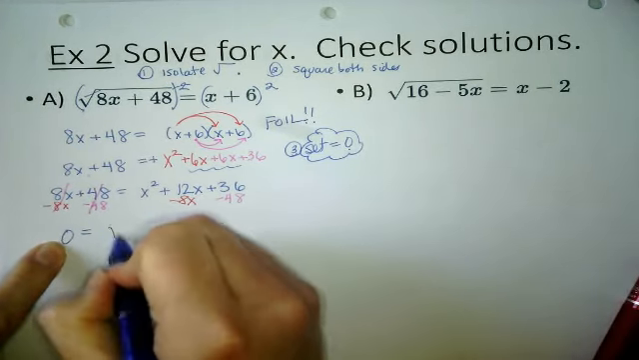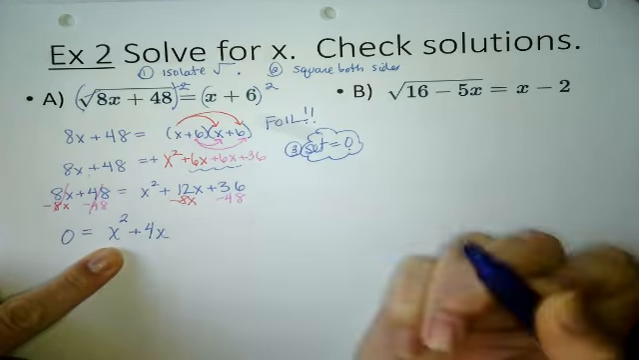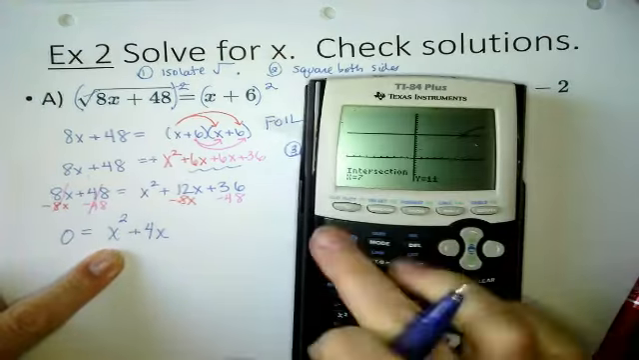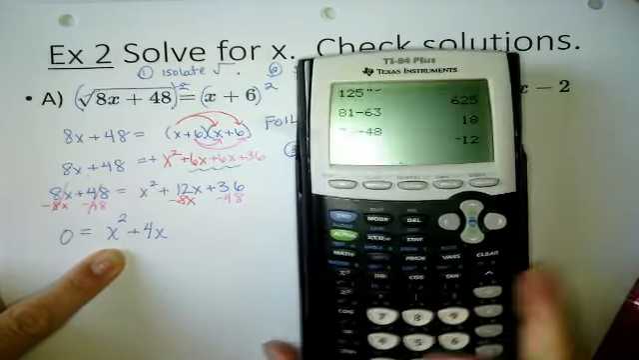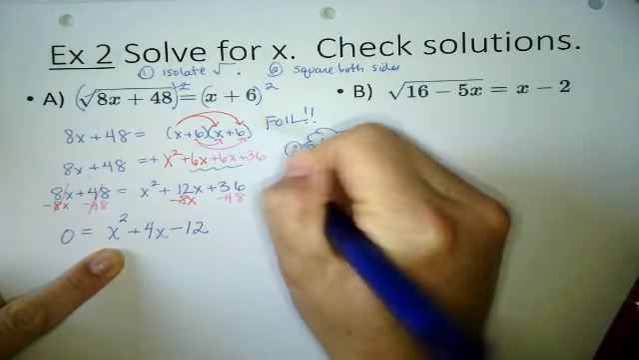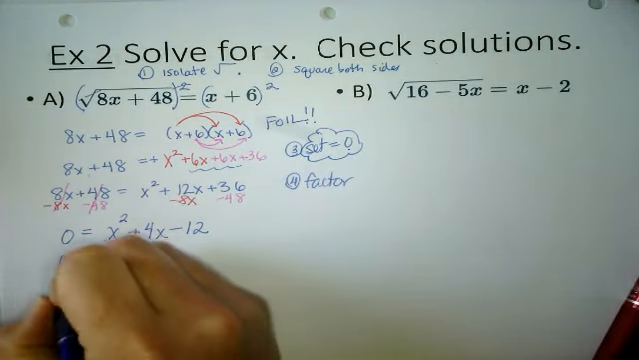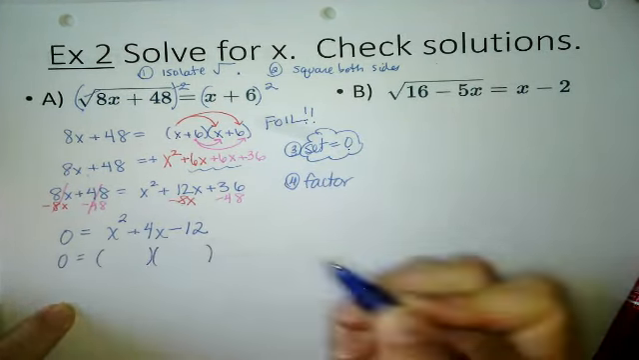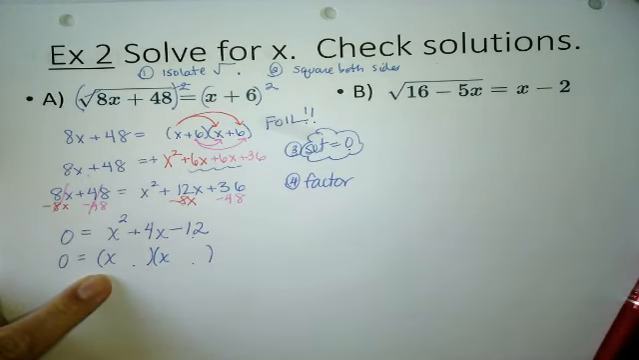So we are set equal to 0. We have positive x squared. 12 minus 8 is 4 x's. And 36 minus 48 is negative 12. I should have been able to figure that out. And we need to factor, double bubble to solve. X times x is x squared. What times what is negative 12?